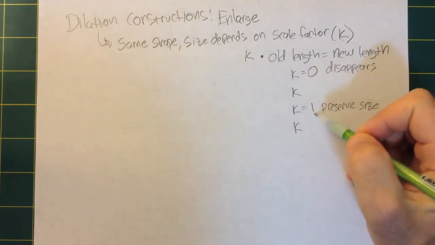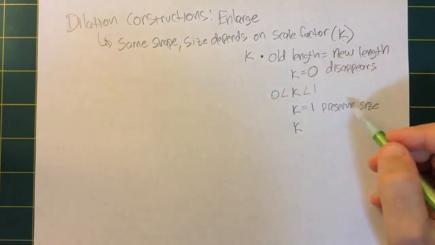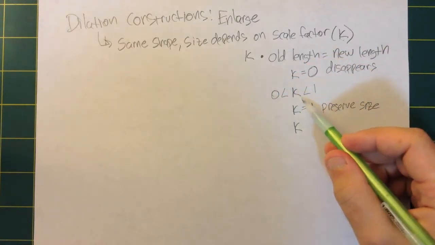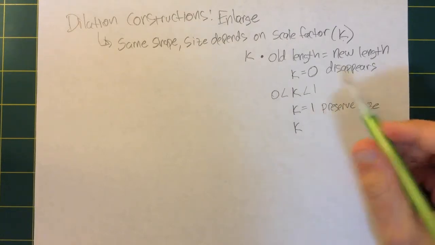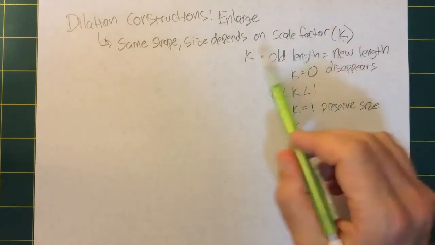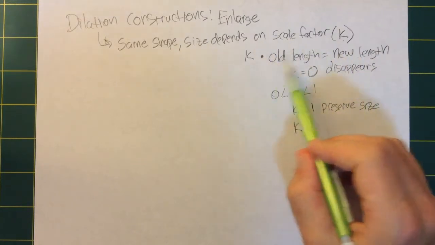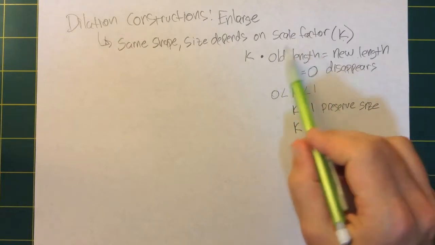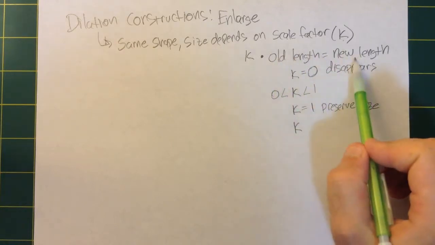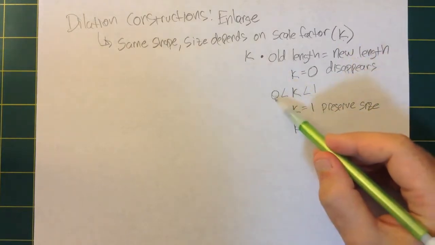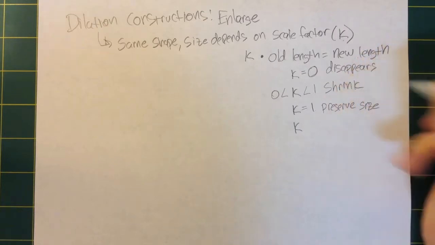In between 0 and 1, you have all these numbers. All the numbers between 0 and 1. Half, a quarter, a third, decimals like 0.8. Lots of numbers that are going to make your new length end up smaller than your old length. Because let's say my old length was 10 and my scale factor was a half. I do 10 times a half and my new length would be 5. And so when your scale factor is somewhere between 0 and 1, you shrink your shape.